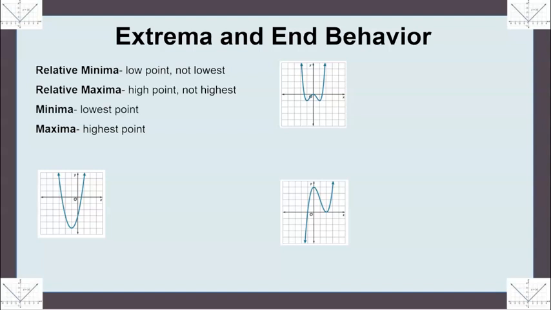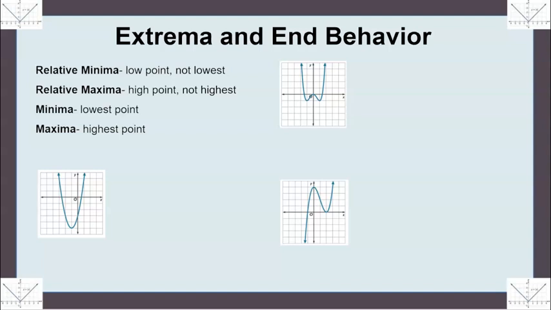There are different definitions for the extrema. You can have a relative minima or a relative minimum, which just means it's a low point, but not the lowest point. And then we have relative maxima or a relative maximum. The relative maximum is a high point on the graph, but it's not the highest point. So somewhere in the graph it does go higher than that point, but that is a high point somewhere on the graph. It turns, so actually it's going to go downward at some point.